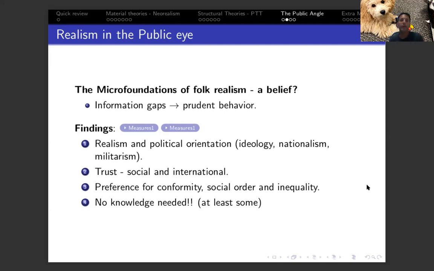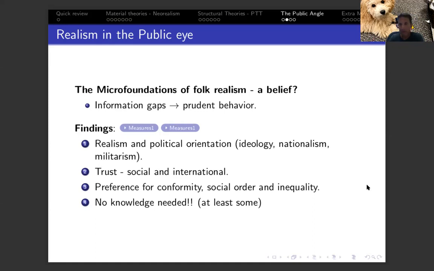Those who exhibit high social and international trust are less likely to hold those kinds of realist interpretations. People who display a high degree of folk realism have a preference for conformity, social order, and social inequality, which is a little concerning on some level. And finally, they show that knowledge, even some level of political knowledge, is not correlated with any kind of those realist views. So you don't have to be highly knowledgeable in the foreign policy affairs of the United States, or of any other country for that matter, in order to display a realist point of view or a different point of view.